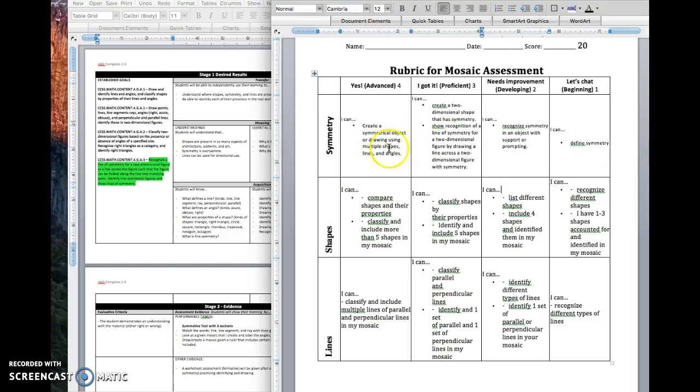So just an idea, Sam, if you're watching this, don't feel like you have to do this exactly. I'm just trying to help you guys work through the process of creating a rubric that makes sense.